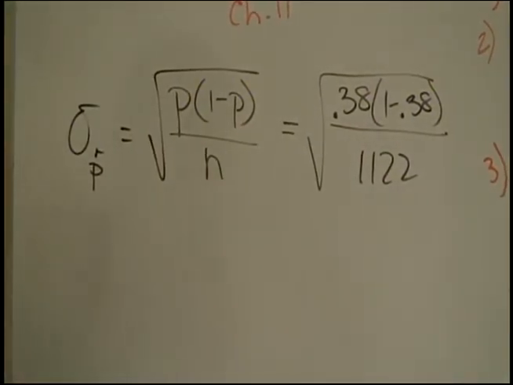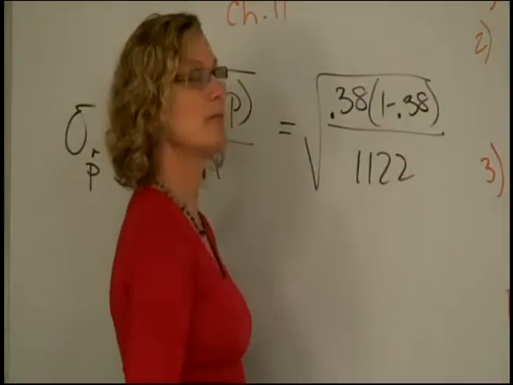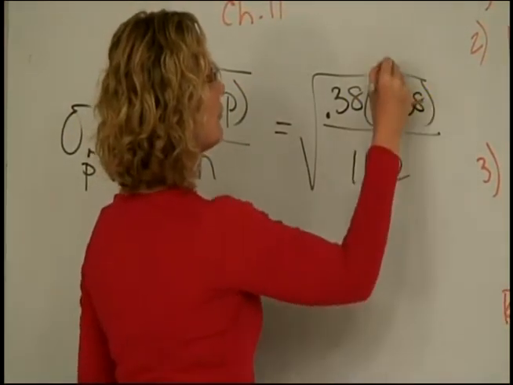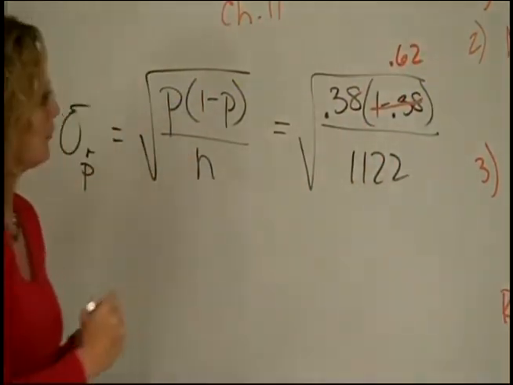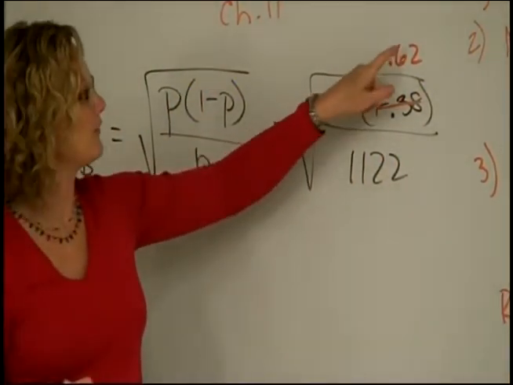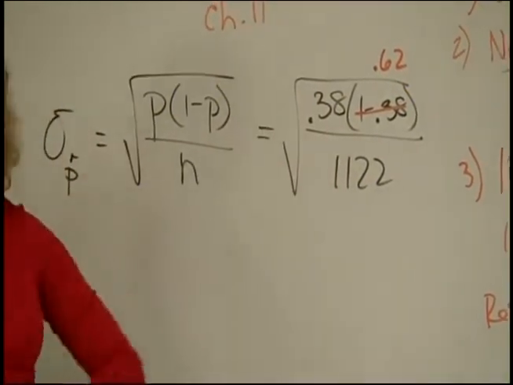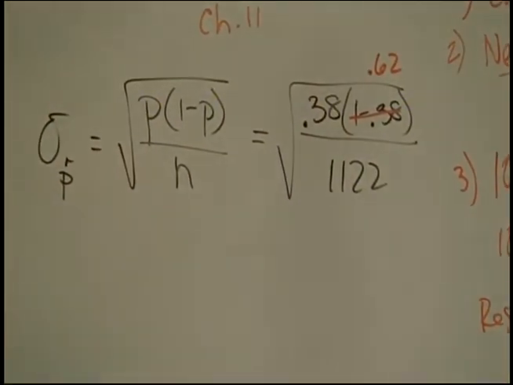What would be 1 minus 0.38? What's this part? Well, that'd be 0.62, is that right? So this part here is 0.62. So you go 0.38 times 0.62 divided by 1122, and then take the square root of the answer to get an estimate.